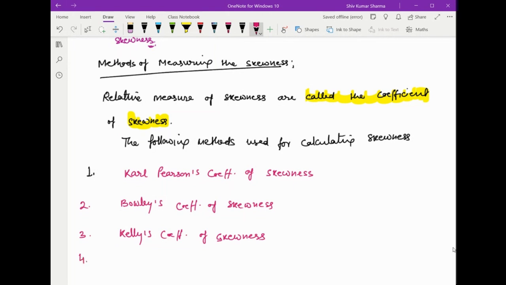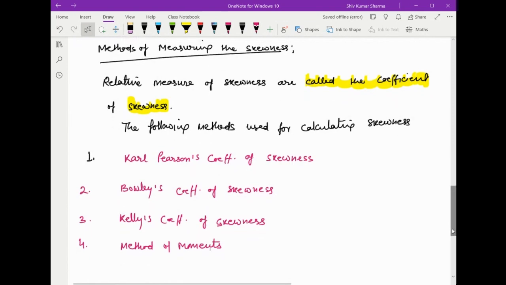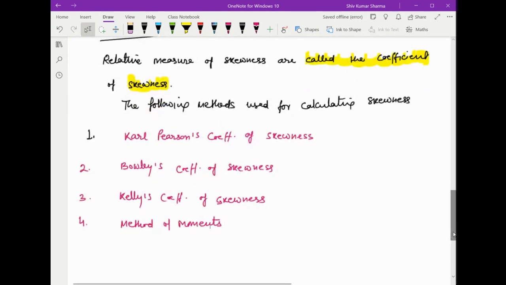And fourth, we use the method of moments. So with the help of moments, we calculate the skewness also. That means beta 1, beta 2, gamma 1, gamma 2. So we use all the coefficients. Before calculating beta 1, beta 2, we have to understand moments, central moments, moment about origin, moment about any value, at any point. Then we will discuss. So we start with the first method.